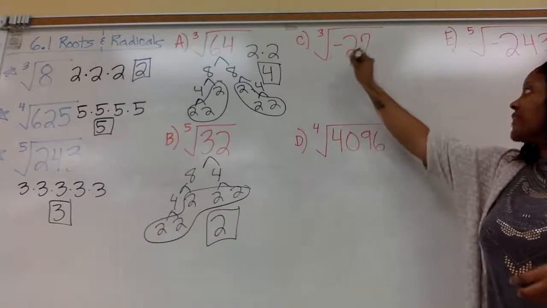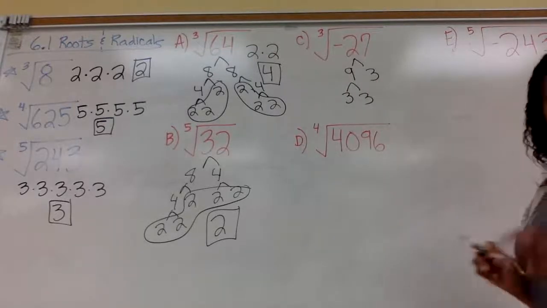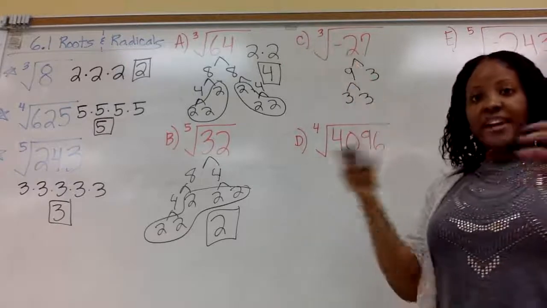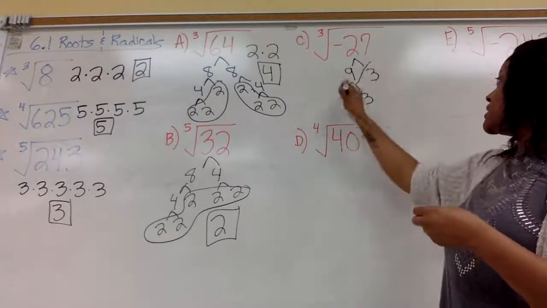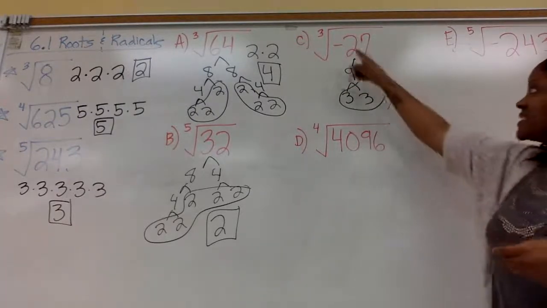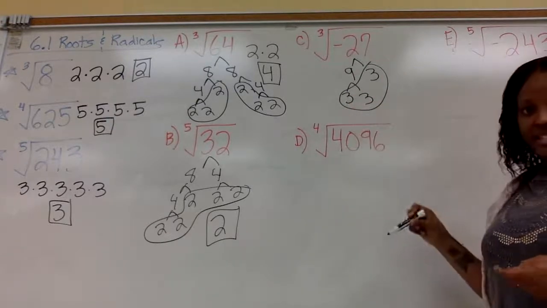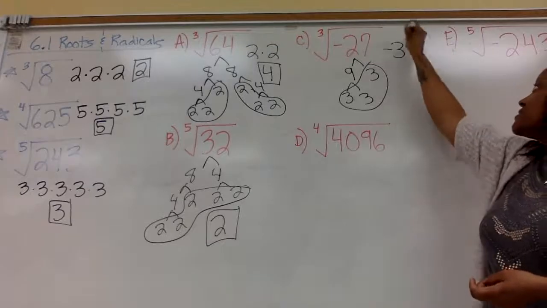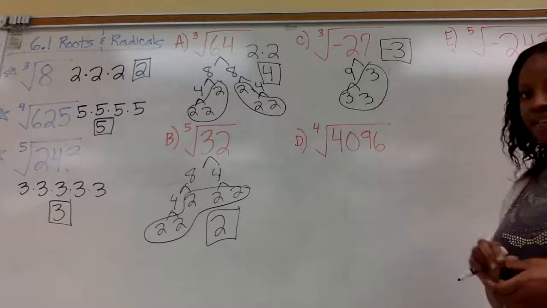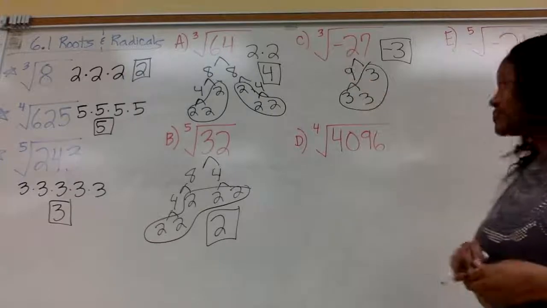C, go through, do a factor tree. I got 9 and 3, 3 and 3. My index this time is the number 3 because that's the number that I have up here. So my index is 3. I'm looking for a group of 3. So that would be here. So I have one group of 3. This negative is going to come into play because negative 3 times negative 3 times negative 3 is negative 27. So my answer to this problem is negative 3. So I added the negative on after I did my factor tree because a negative times a negative times a negative gives me a negative.